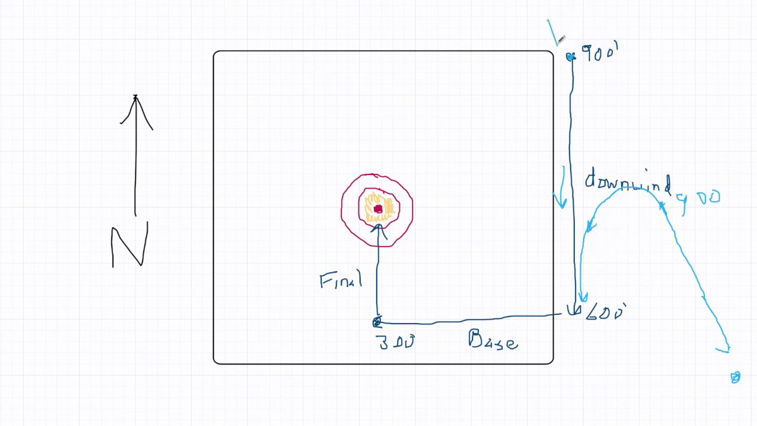You do not have to join the pattern at the entry to the downwind leg. You don't have to join it at the top of the downwind leg. You can join the pattern at any time as long as you are going with the pattern. Let's say you're at 700 feet and you're right here.